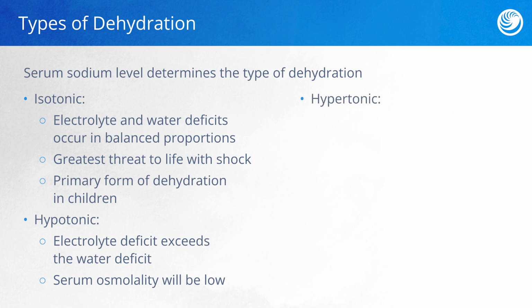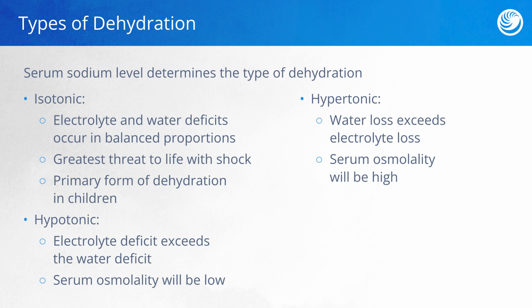Hypertonic dehydration occurs when we have an increase in fluid loss rather than electrolyte loss. So an example of this would be a client who's using diuretics or maybe misusing diuretics. They have an increased fluid loss rather than electrolyte loss. The client will be hypernatremic or have a high serum sodium.